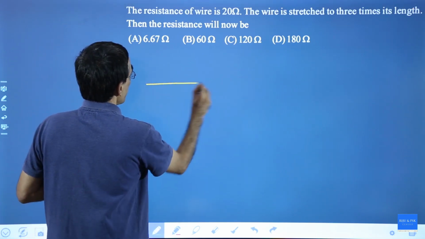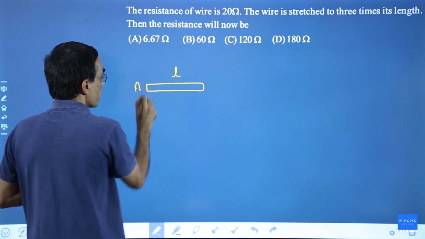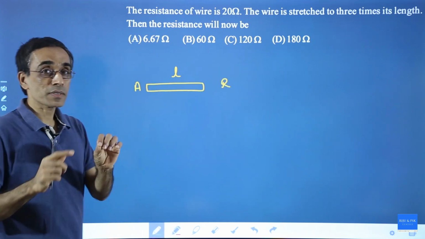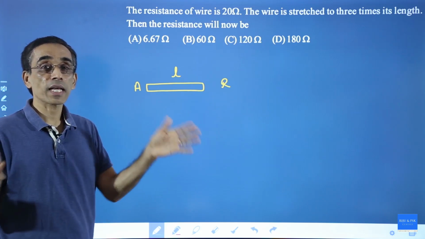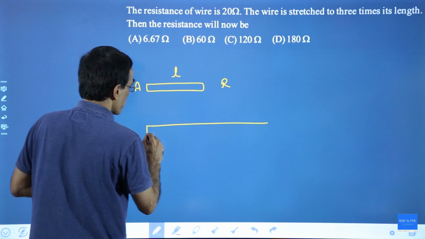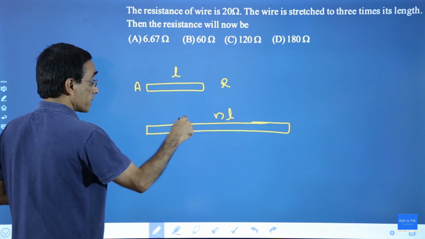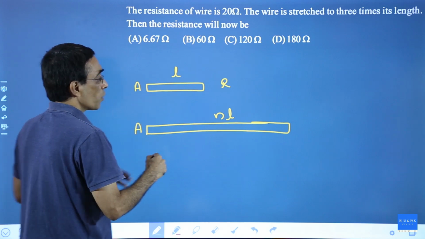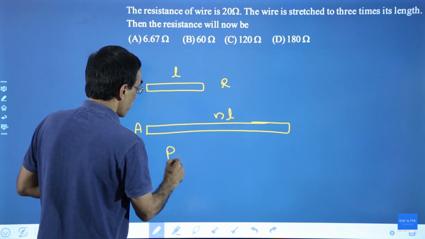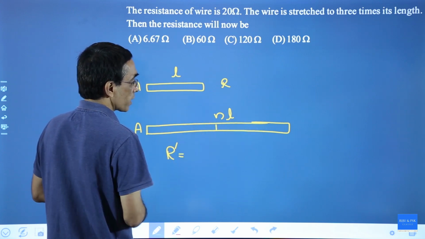Fine. Suppose that you have a wire whose length is L, area is A. Suppose that its resistance is R. What is the resistance of a similar wire with 3 times the length? Similar wire means same material, same area of cross section. If I take another wire of length NL with the same area, what will be its resistance? Here it is not N square times.